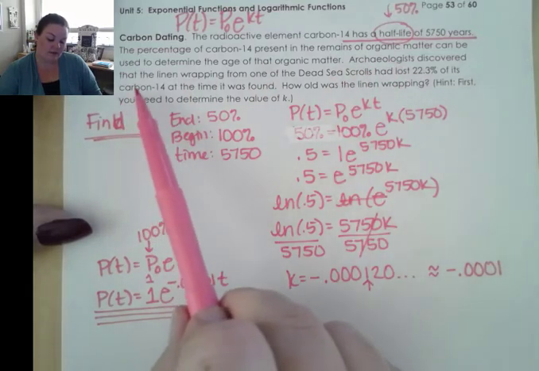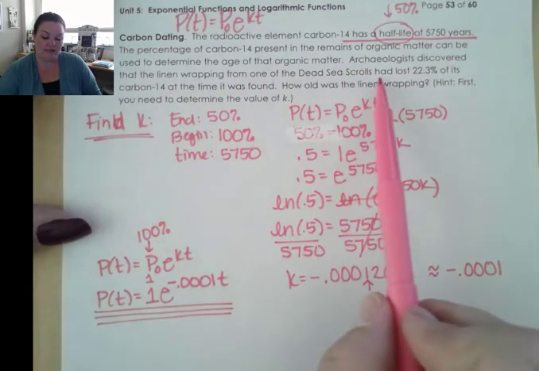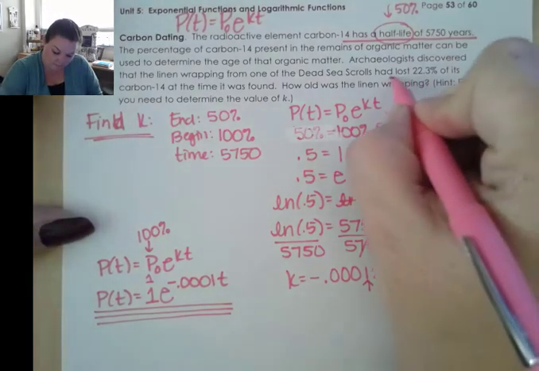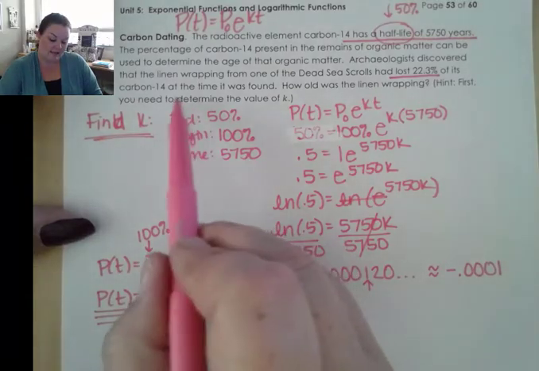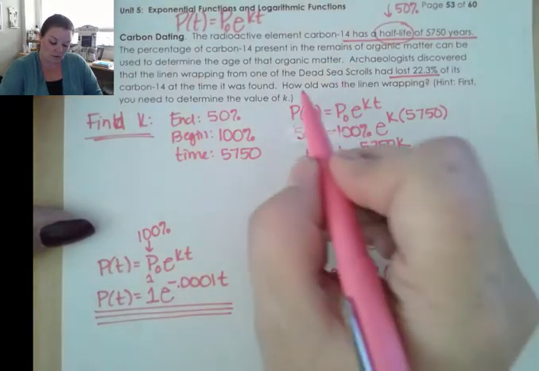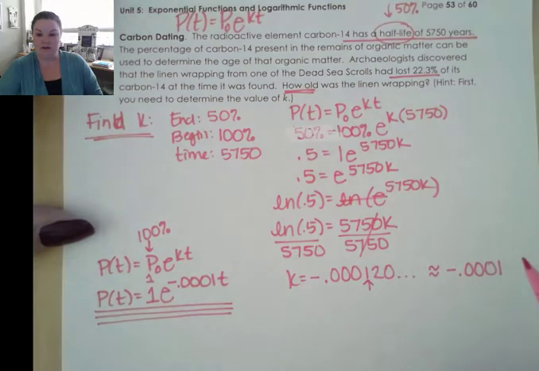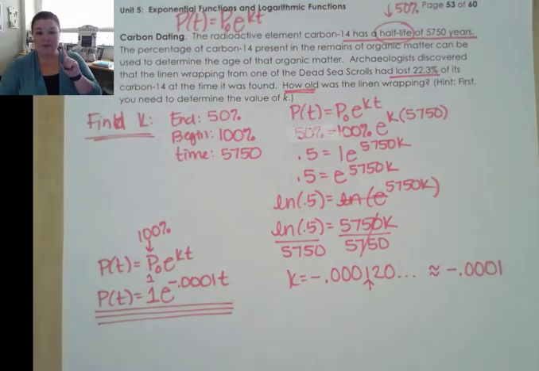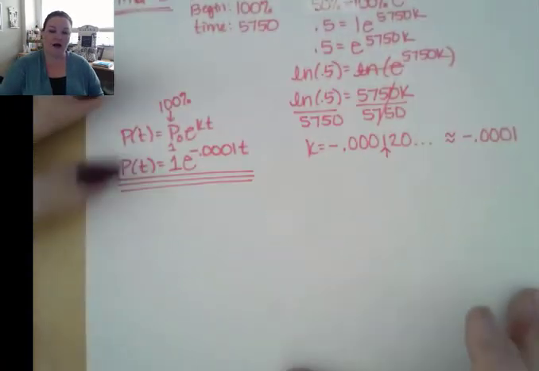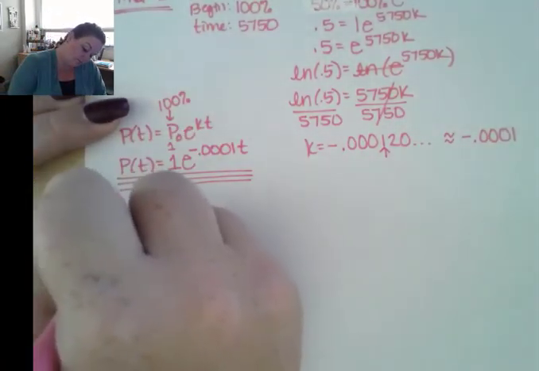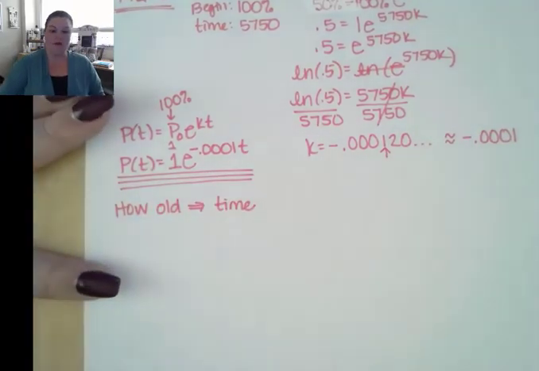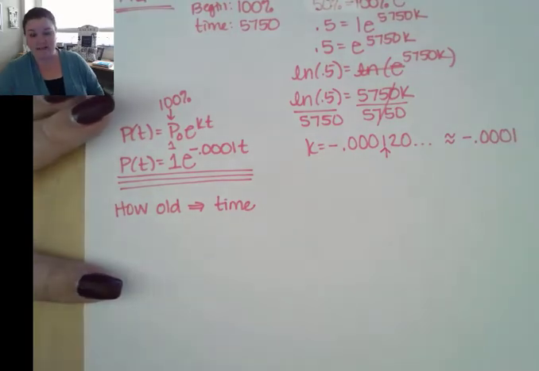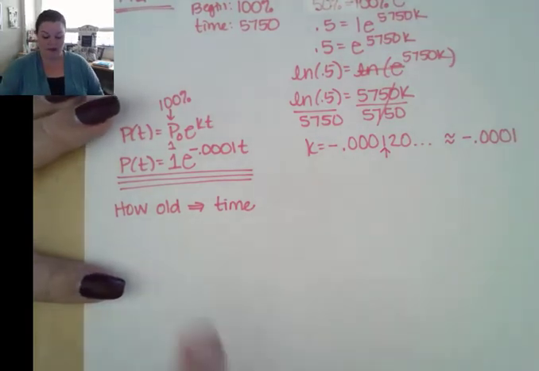Archaeologists discovered that the linen wrapping from one of the Dead Sea Scrolls had lost 22.3% of its carbon-14 at the time it was found. How old was the linen wrapping? Okay. All right. So we know how much carbon it lost, and we're looking for how old it is. So if we're looking for how old, that means we're looking for time. We want to know how much time has passed, right? Since we found this linen wrapping. That tells us the time.